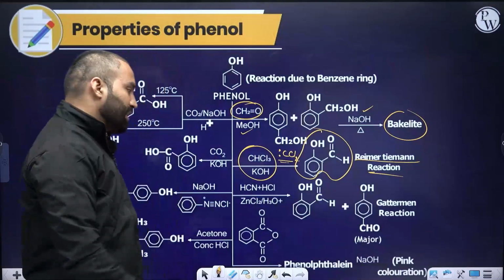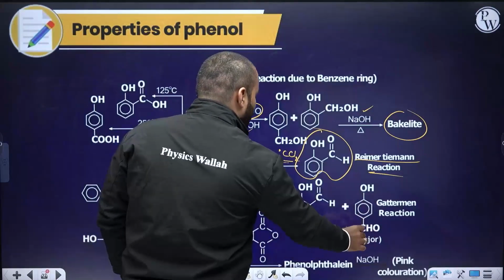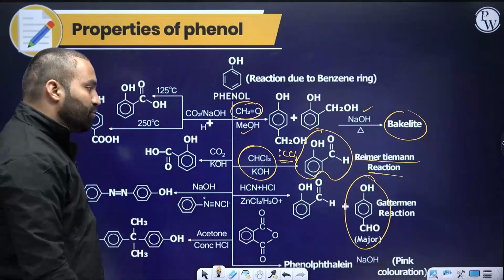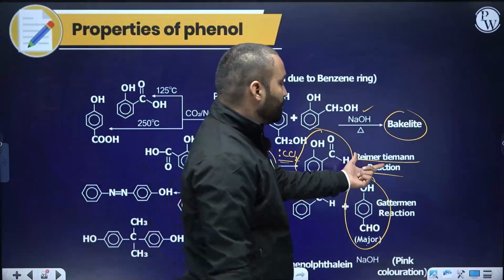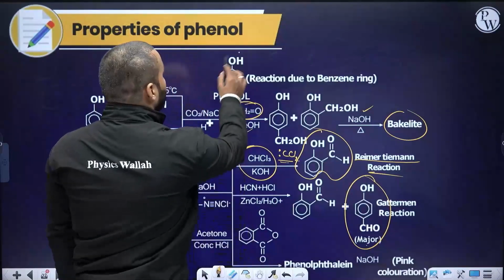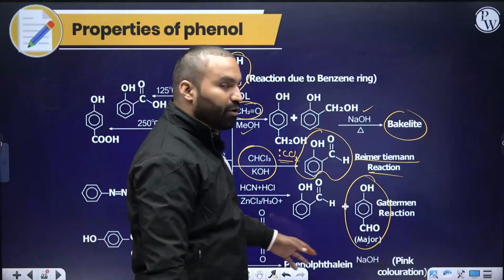Reimer-Tiemann reaction, very important. You can treat it with HCN and HCl so that you can obtain the para product as the major product using the Gattermann reaction. If you want to obtain the ortho product as major, you have to do the Reimer-Tiemann reaction. This is important. If you react phenol with phthalic anhydride, there will be phenolphthalein generation.